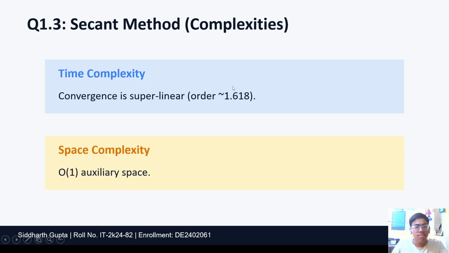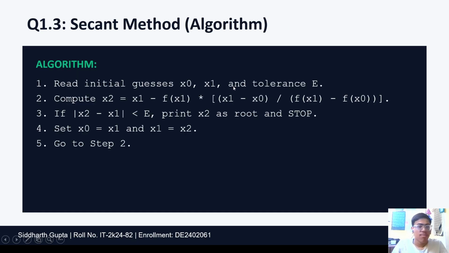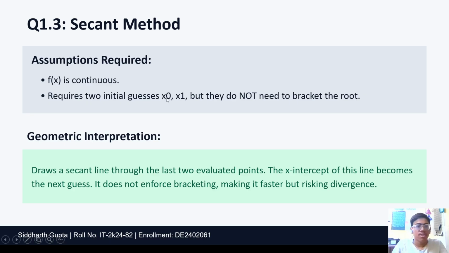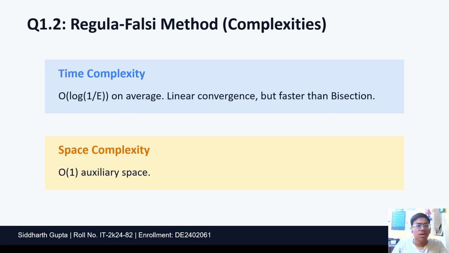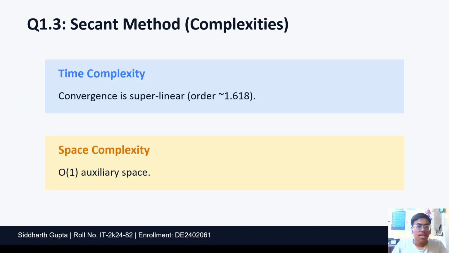The complexity for the secant method will be around the same, that is O of log of 1 by e, and the space complexity will be big O of 1. The convergence for this is superlinear. As we know, the order of convergence for the secant method is 1.61.